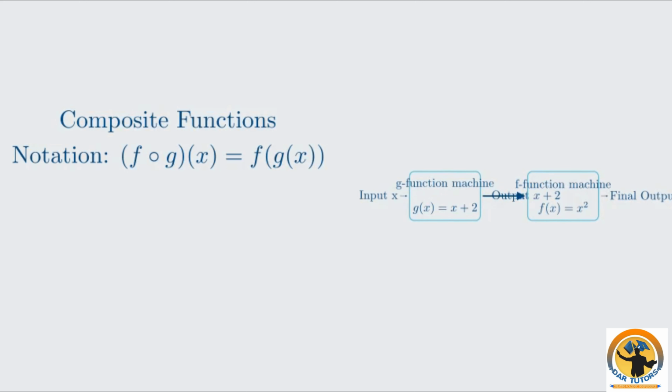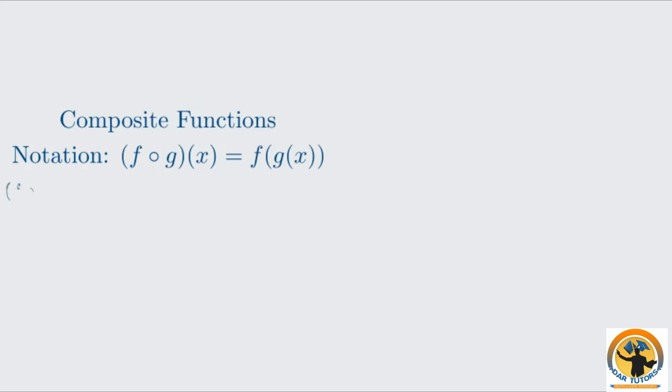The f machine squares its input. So the final output of the composite function is (x plus 2) squared. This demonstrates that FOG(x) means g first, then f. This order is crucial, as we'll see next.